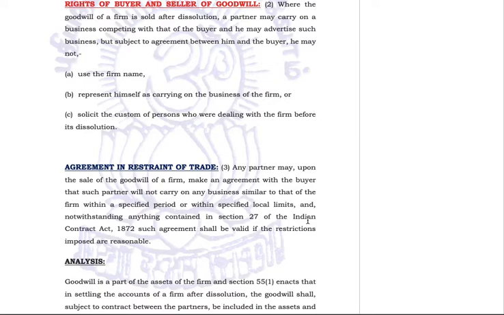See, it does not make sense that I sold my burger business to someone, and then right in front of his shop I set up another burger store.